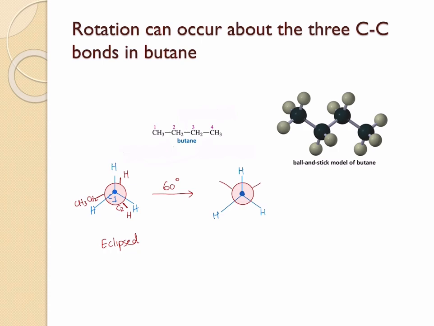We have to make sure that we draw the bonds separated from each other, away from each other. And then we are going to shift this hydrogen here. This hydrogen is going to come here, and this ethyl group is going to come here. So it's going to be H, H, CH2, CH3. So this would be the staggered conformation.